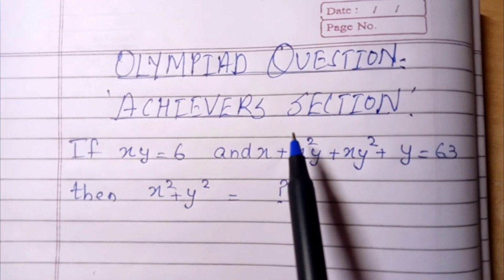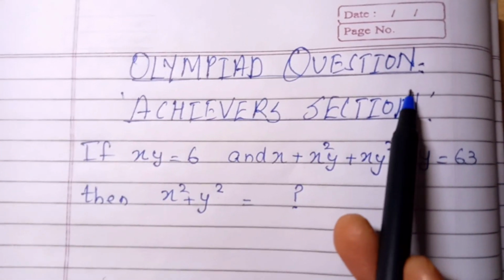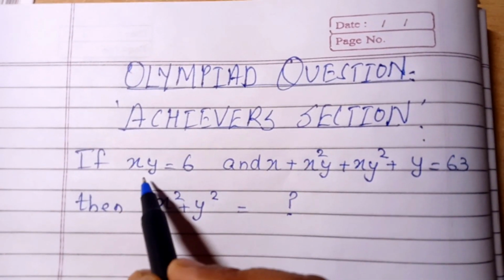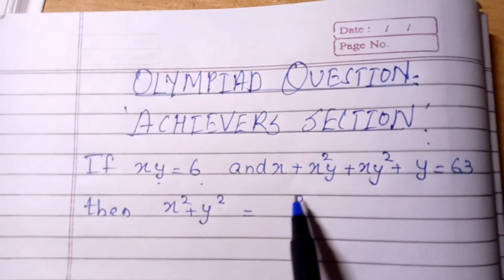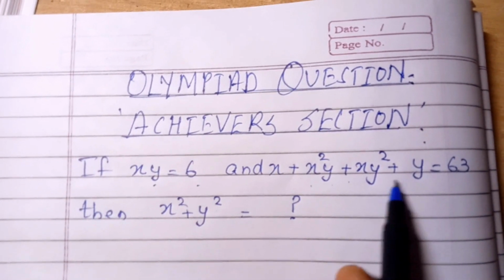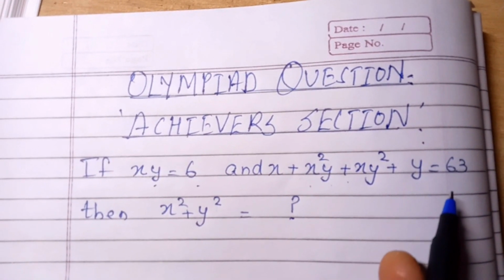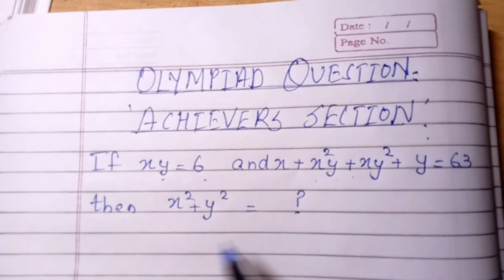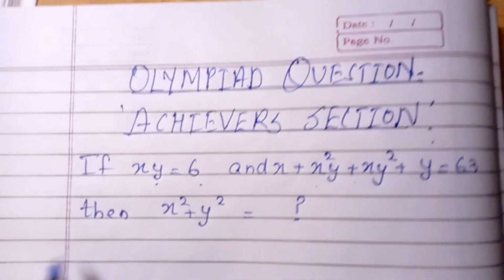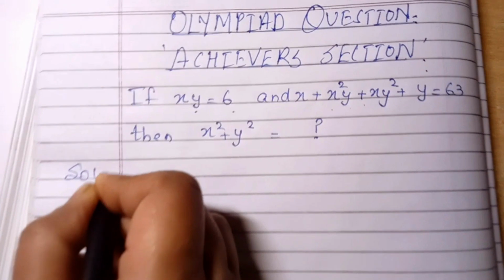Hello all, here I am with an Olympiad question of Achievers section part. Here we have xy is equal to 6 and x plus x square y plus xy square plus y is given equal to 63. Then we have to find the value of x square plus y square. So let's see how to solve this.